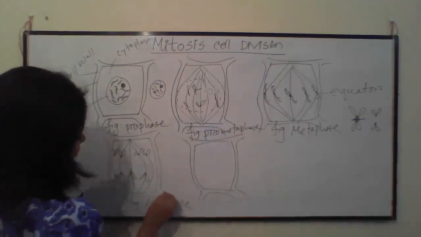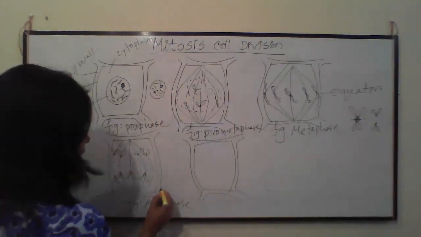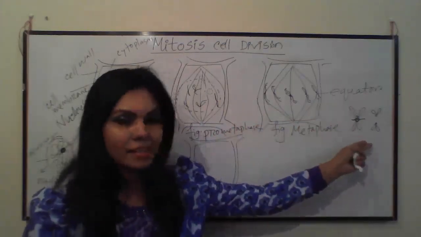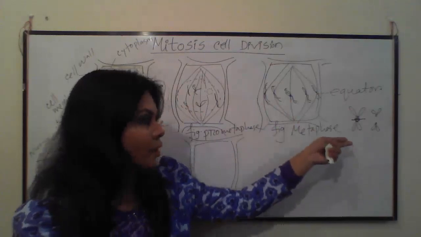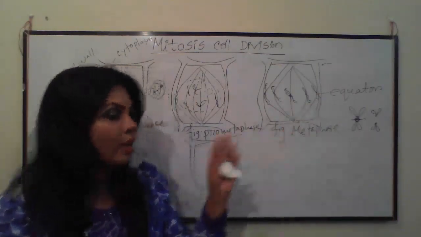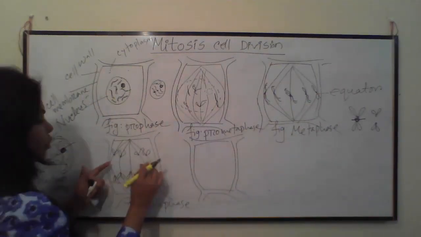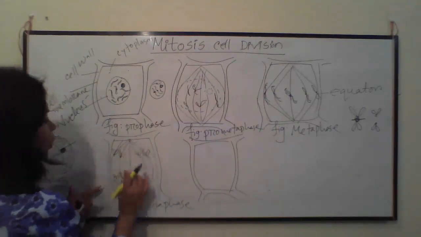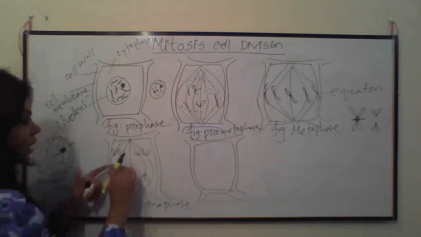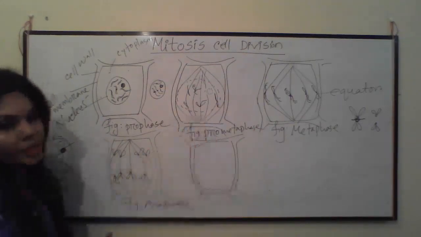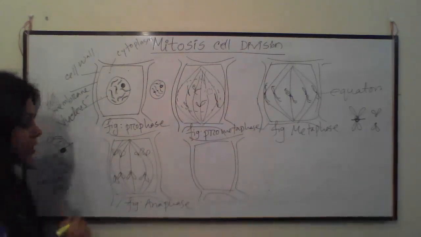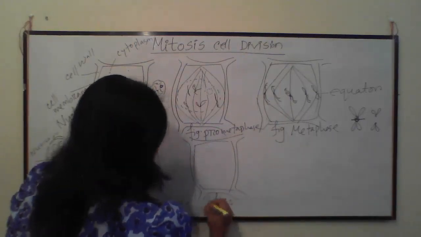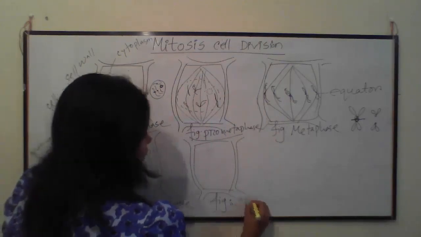Here, what happened? The sister chromatids divide and split up from their centromere, and here the chromosomes reach their respective poles. Now just see, they are not at the equator. Now what happens at the last stage? The last stage is telophase.